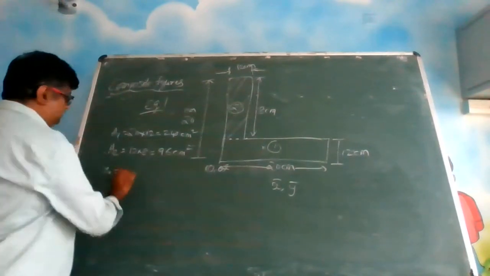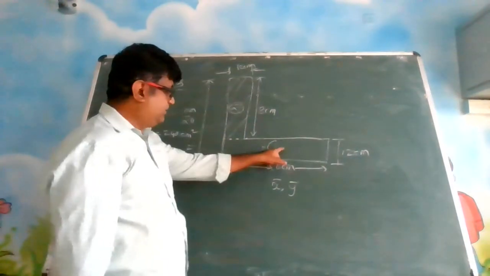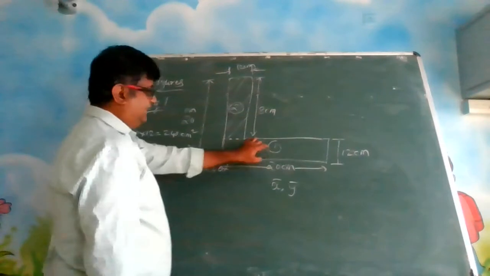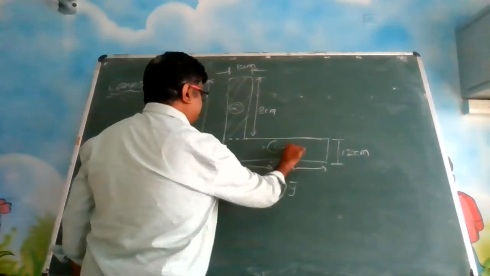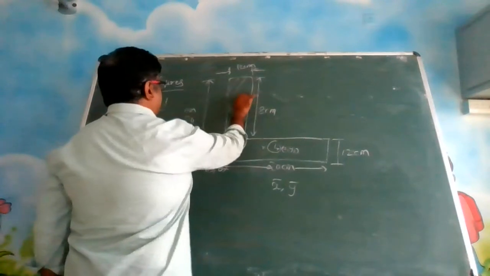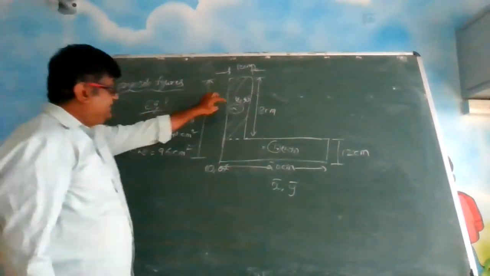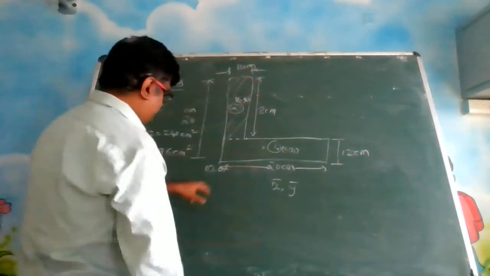Now let us find out x1. x1 means the x coordinate of the centroid of area 1. See, this figure will have its own centroid, some x comma y somewhere, x1 y1. Area 2 will have some x2 y2. We are finding that, and we have to find this distance with respect to the origin we have taken. Our origin is this.